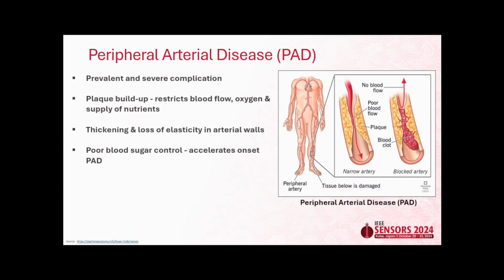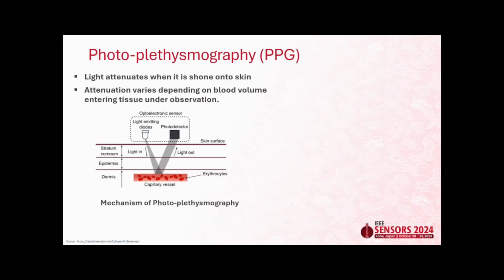Diabetes increases the formation of plaque, and hence increases the risk of peripheral arterial disease in diabetic patients. Hence, early detection of peripheral arterial disease is beneficial for preventing diabetic foot ulcers. Scientists have supported photoplethysmography as a non-invasive method for assessing arterial health.